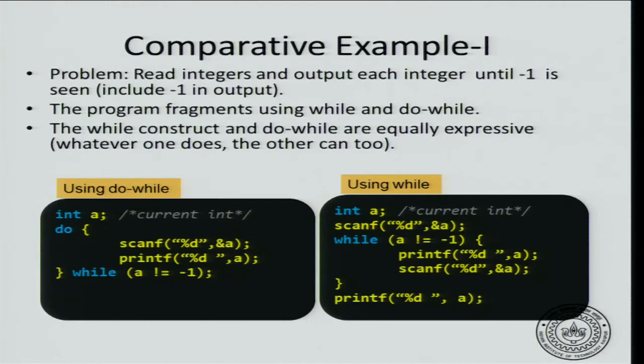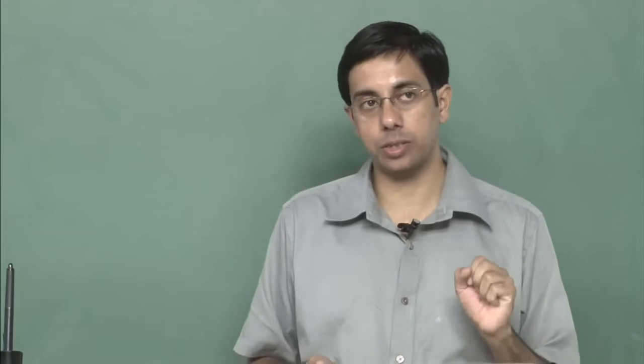Now the important thing to notice is that the while construct and the do while construct are equally expressive. So you cannot write any more new programs using the do while construct than you could using the while construct. But certain kinds of programs are shorter using the do while construct.